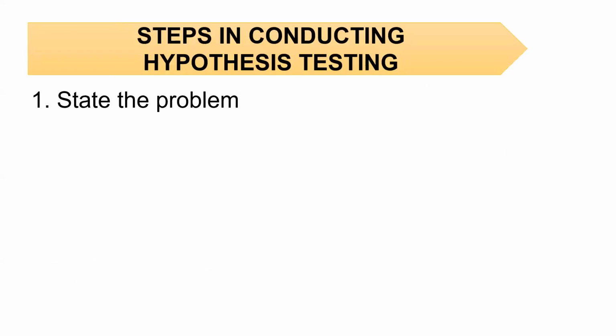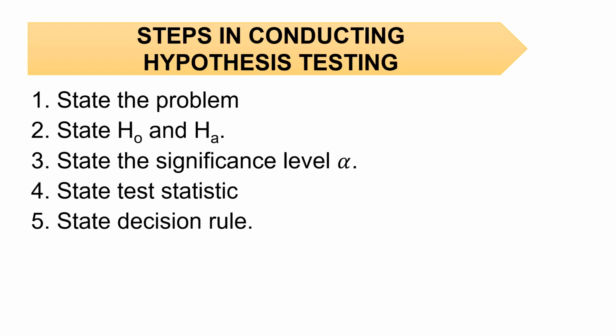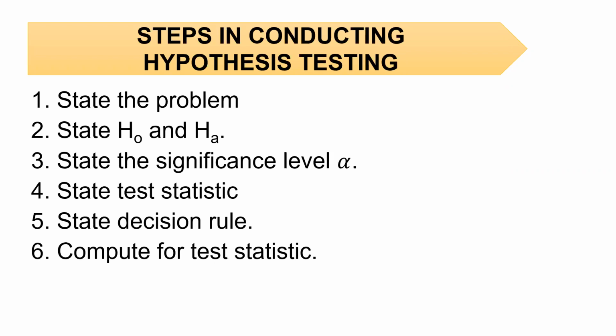And for our class, we will be utilizing the following steps in conducting hypothesis testing. 1, we will state the problem. 2, we will state the H0 and HA. 3, state the significance level alpha, which is just 0.05 for our case. 4, we will state the test statistic. 5, we will also mention the decision rule, which I discussed earlier. The 6th step will be computing the test statistic, but don't worry, we will not do this manually. We will do this with the help of SPSS. Then for number 7, we will state the decision.